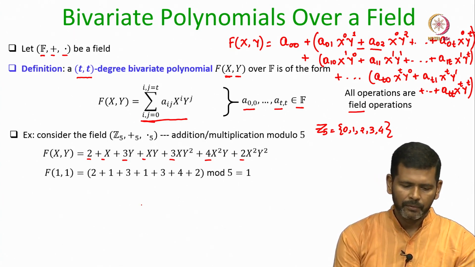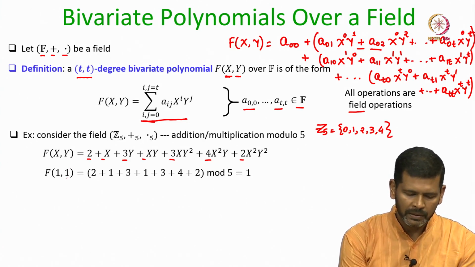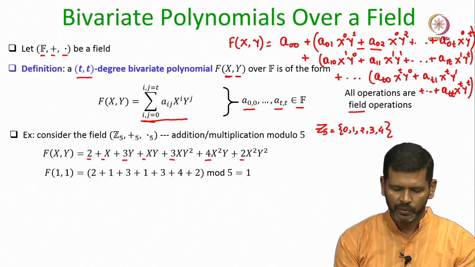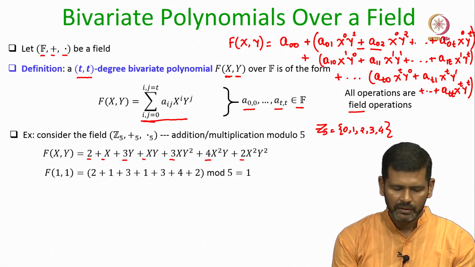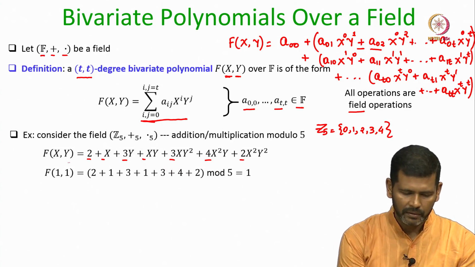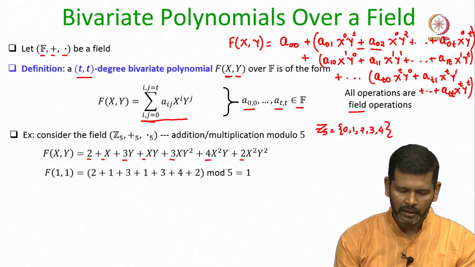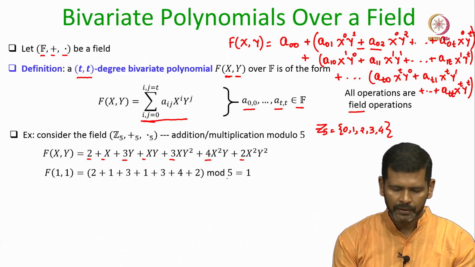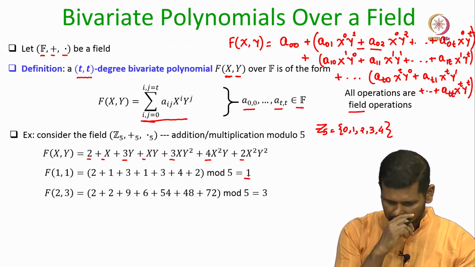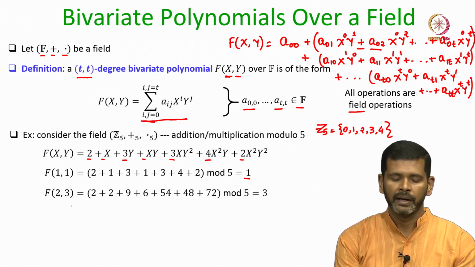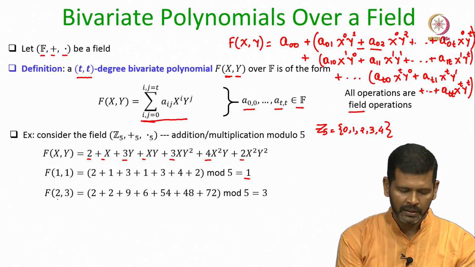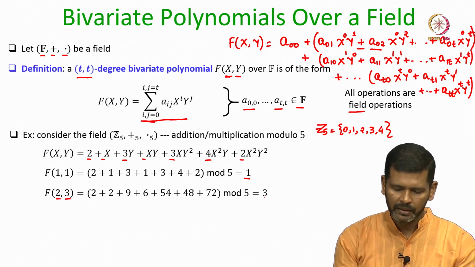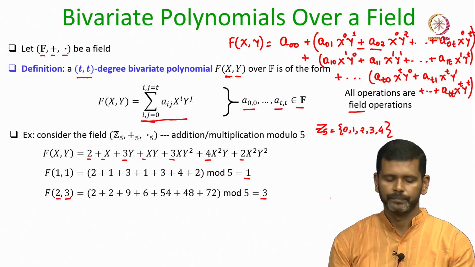Now, if I want to find out the value of this polynomial, let us say at x equal to 1 and y equal to 1, then I can substitute the values in this polynomial, and remember all the plus and multiplication operations are performed modulo 5. Then the value of this bivariate polynomial at x equal to 1 and y equal to 1 will be 1. If I want to evaluate this bivariate polynomial at x equal to 2 and y equal to 3, it will turn out to be 3.